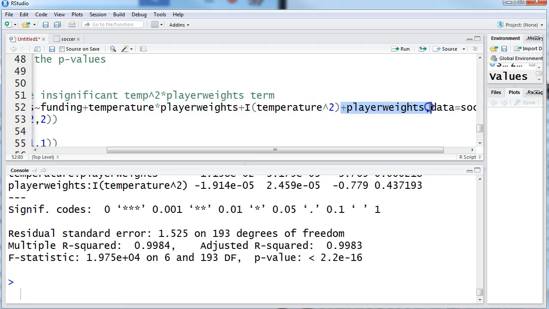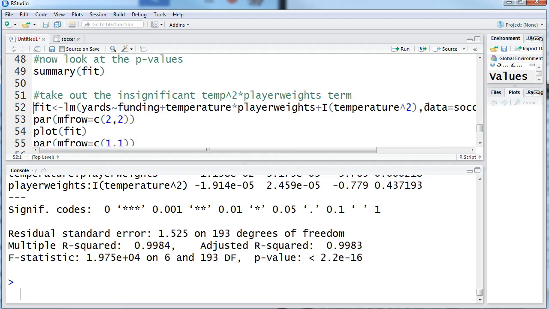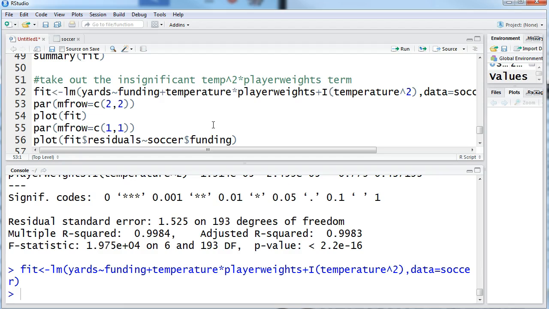And here I said add player weights, which is redundant. So if I want to make this look cooler, I don't actually need to have that there because I'll get player weights out of this term. I shouldn't need to check my residual plot. Oh, and I better size out my window if I do.